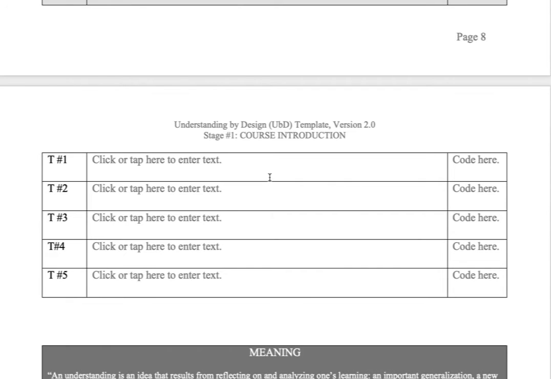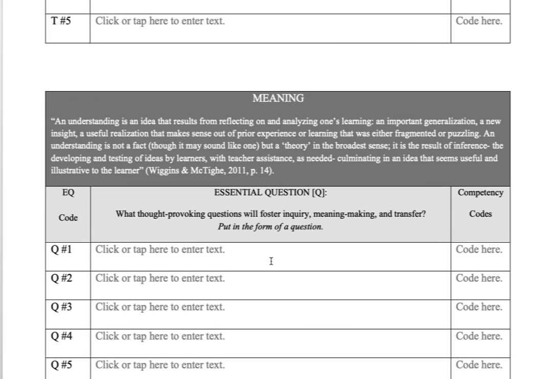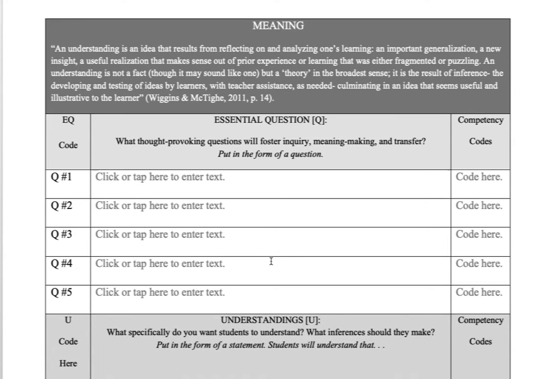You can use the ideas of persevering with problems. That can be in just about any subject area. So that's the type of thing that we're looking for in transfer. Below there, we see meaning.